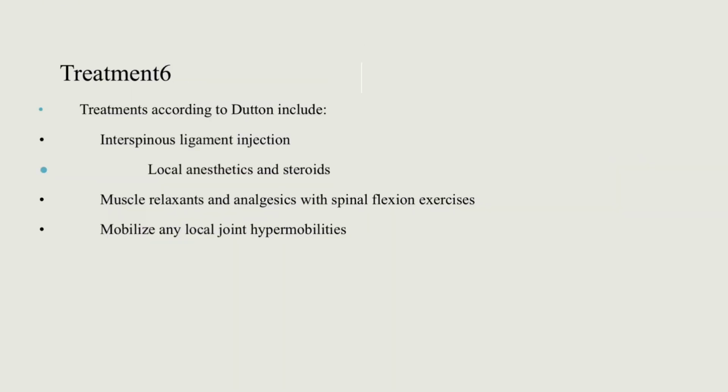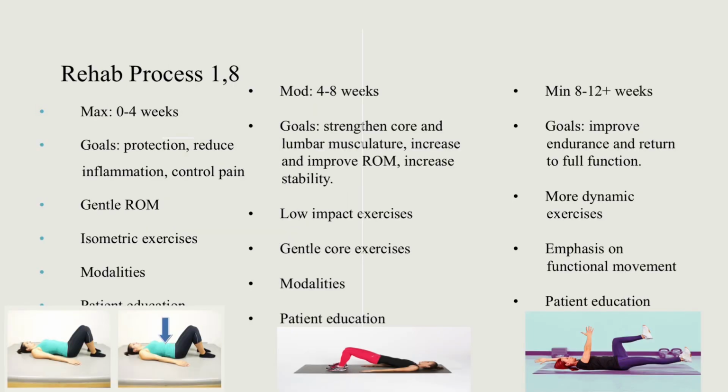And then Dutton also mentioned a little section on some treatment that people can have. One way is the intraspinous ligament injection, which can be either local anesthesia or steroids. Some other options are muscle relaxants, along with analgesics. It also said that they could do spinal flexion exercises to help with the pain too. And if there's any hypermobility within the affected area, you would want to mobilize the joint hypermobilities in the area.